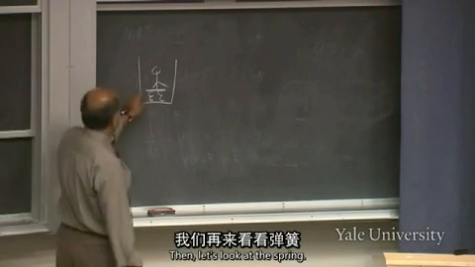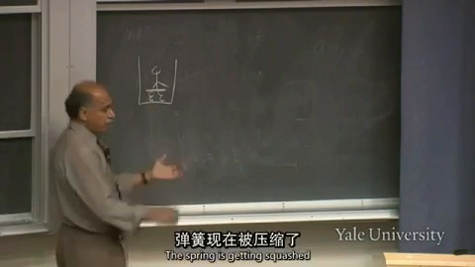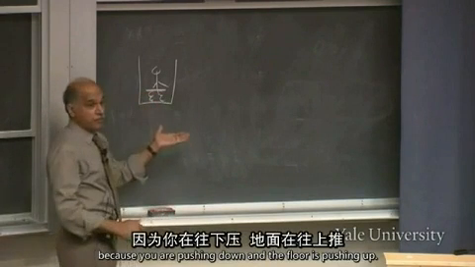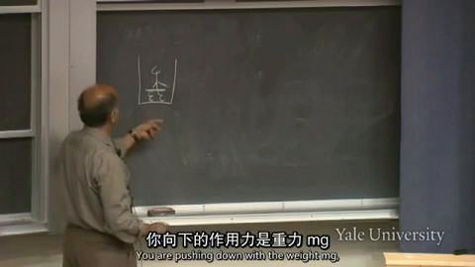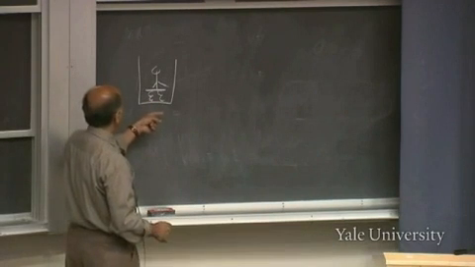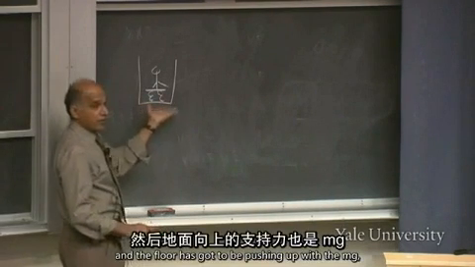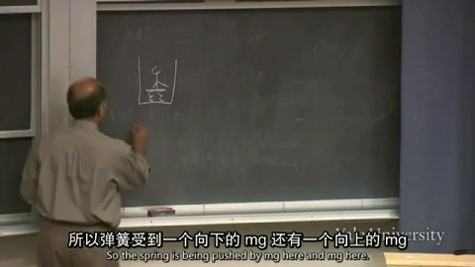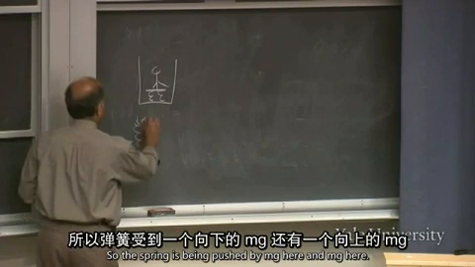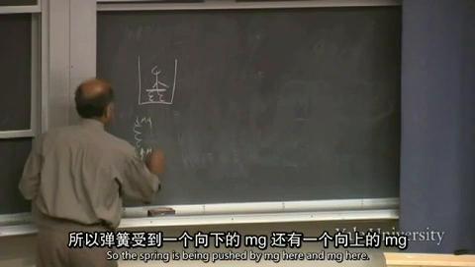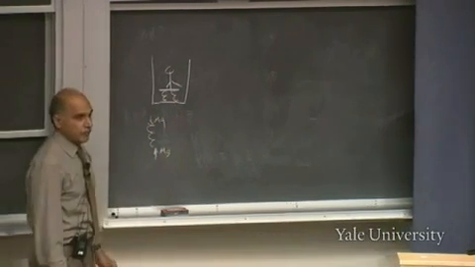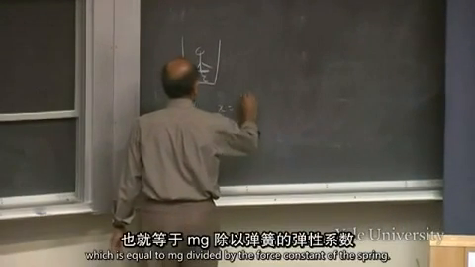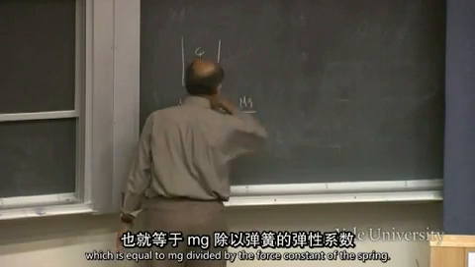Then let's look at the spring. The spring is getting squashed because you're pushing down and the floor is pushing up. You're pushing down with the weight mg, and the floor has got to be pushing up with weight mg because the spring is not going anywhere. So the spring is being pushed by mg here and mg here. Therefore, it will compress by an amount x, which is equal to mg divided by the force constant of the spring.